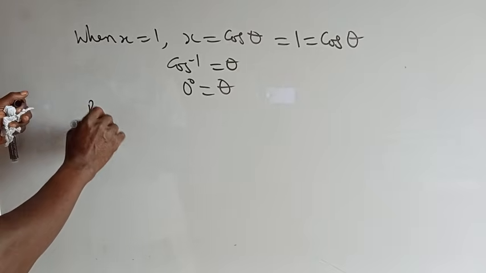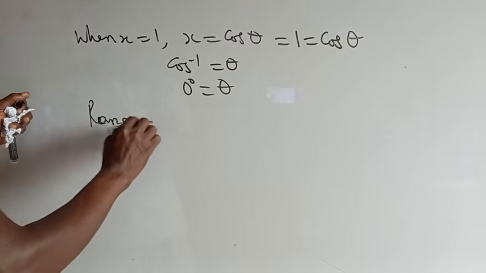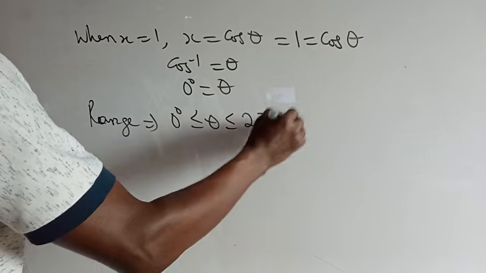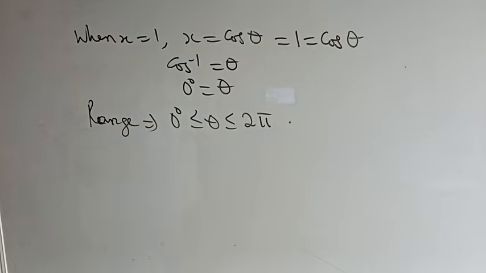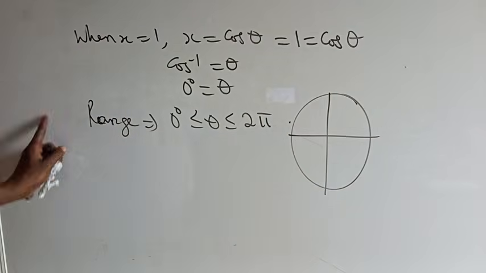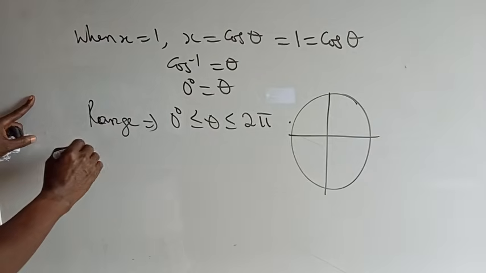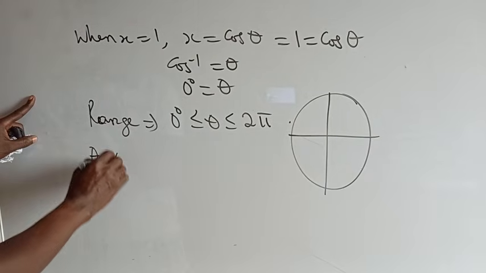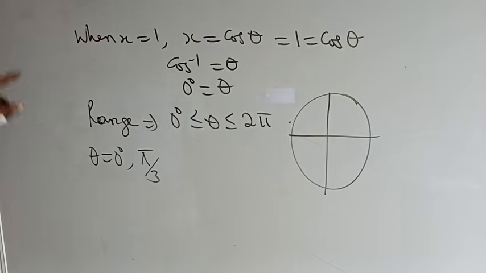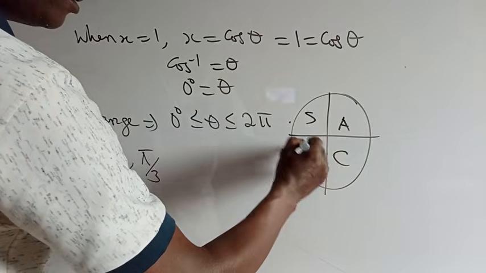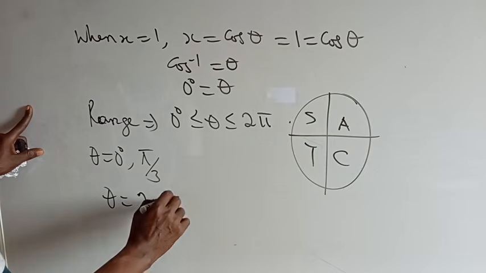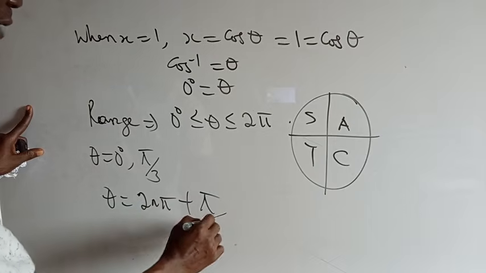The range of theta is 0 degree less than or equal to theta less than or equal to 2 pi. 2 pi is what? 360. So that means it's an entire quadrant. We are looking for the value of theta in the entire quadrant. So we have gotten theta to be 0 degree, and theta is pi over 3. Now for the entire quadrant, theta will be 2n pi plus pi over 3.